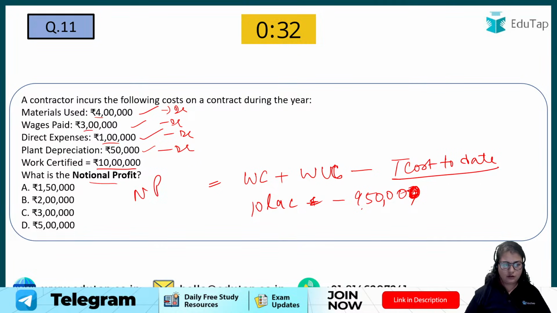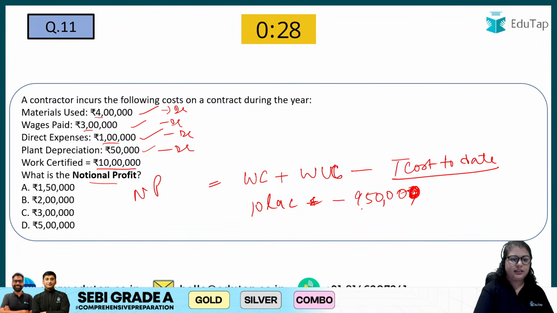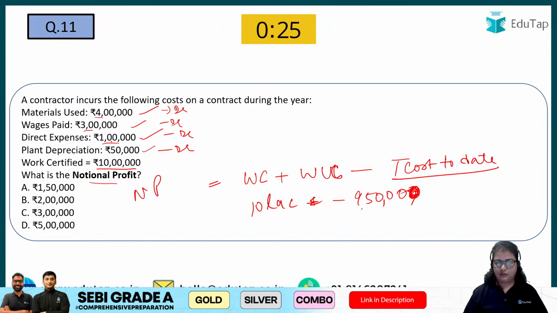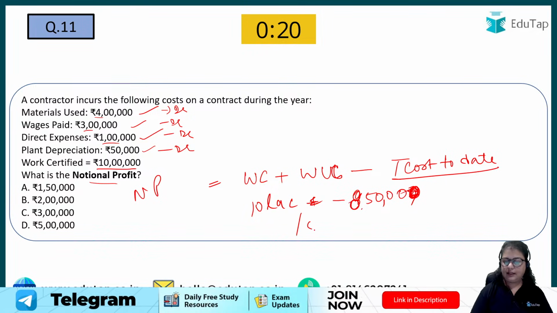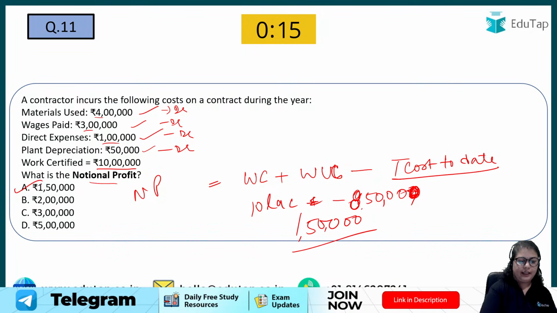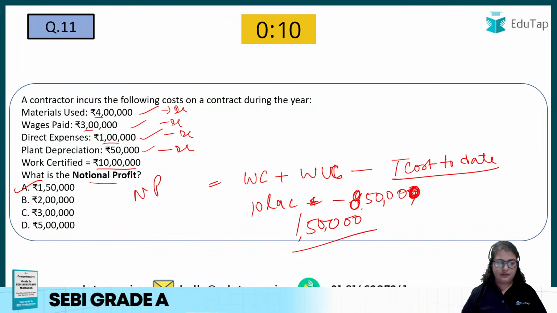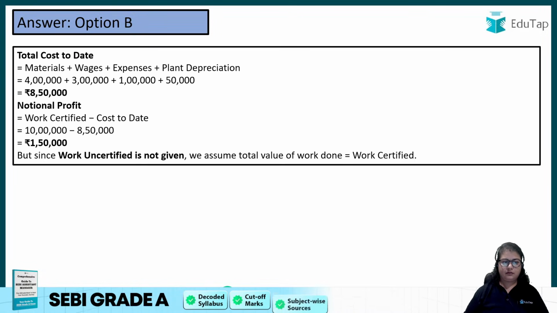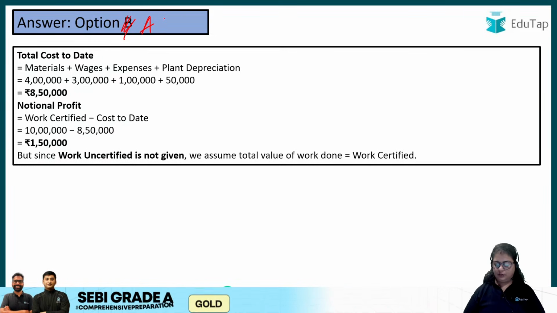I think I've done something wrong. I've made the calculation wrong. 4 plus 3 plus 1 is 8. So yes, sorry, it is 8 lakh 50,000. So the notional profit will be 1 lakh 50,000. Sorry, I've made this wrong. The calculation was wrong. So it is A, 1 lakh 50,000. Question 11 is A. Here I had written it wrong. It is A, 1 lakh 50,000.